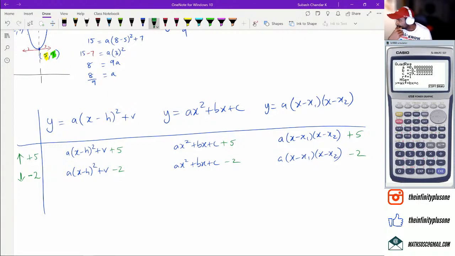So next thing is, what do you do if both the vertex and the x-intercepts aren't whole numbers? If they're not whole numbers, you can still calculate them. It's fine. It's numbers at the end of the day.